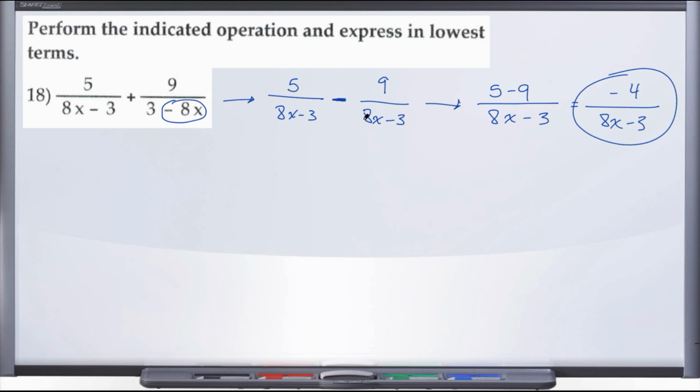All right, so again, you've got to know that little step, that little trick, switching the sign of the indicated operation, which allows you then to rewrite the second denominator, changing each sign. And by virtue of doing that, we get ourselves to a common denominator, and when we have that common denominator, we know that we can then perform the operation indicated with our numerator. And so we end up with negative 4 over 8x minus 3.